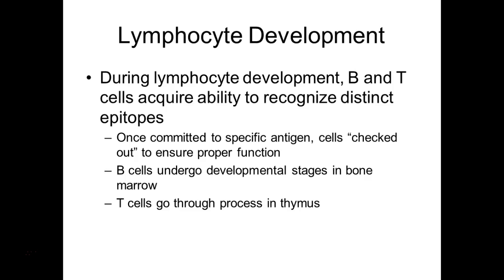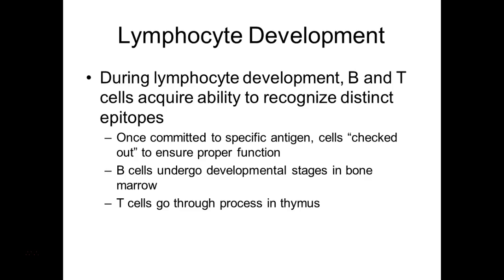Once they have produced these receptors, they're going to be checked out to make sure they function properly. And next time we're going to watch an animation for the T cell. For B cells, this process happens in the bone marrow. And so it makes it easy to remember B for bone marrow, although that's not how B cells got their name, but that's okay. It works.